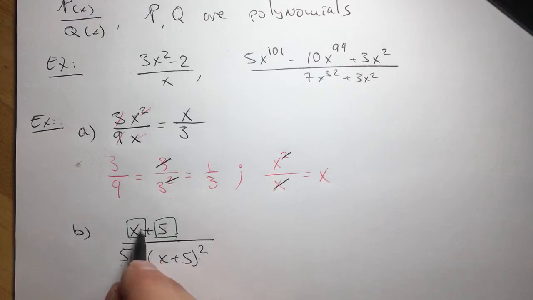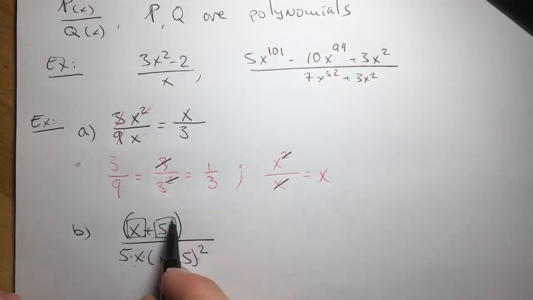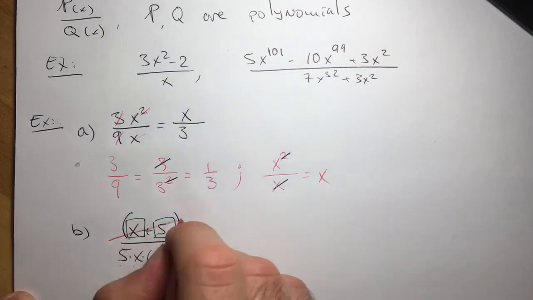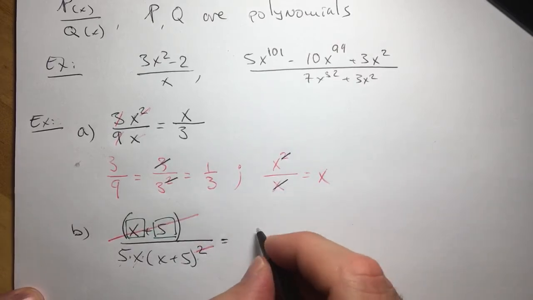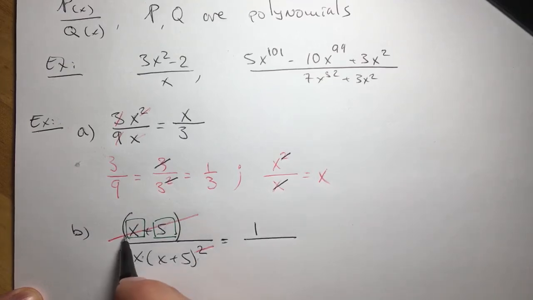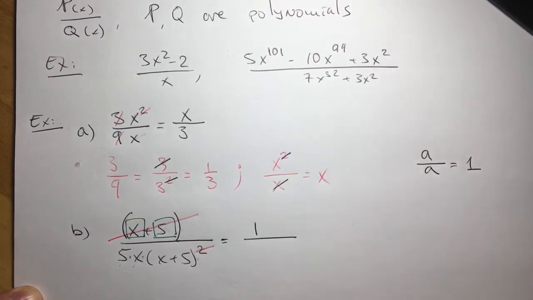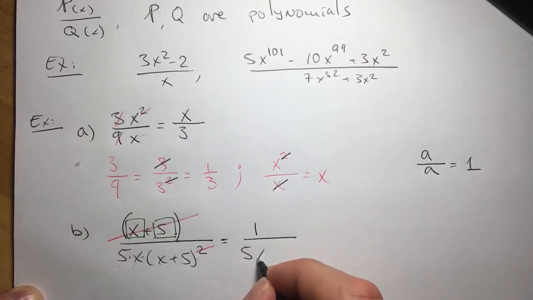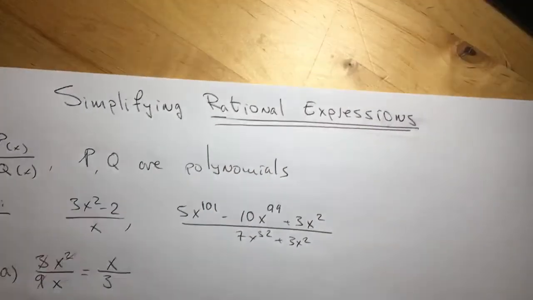Why? Because if I want to simplify the numerator, I have to treat the whole expression as a factor. So I can cancel this as long as I have a factor of x plus 5 in the denominator, and that is the case. So cancel the whole thing with one factor of x plus 5 in the denominator, and I'm left with 1 in the numerator. If I divide x plus 5 by x plus 5, I'm left with 1, right? A divided by a is 1, not 0. Be careful about that. And we're left with 5x times x plus 5.